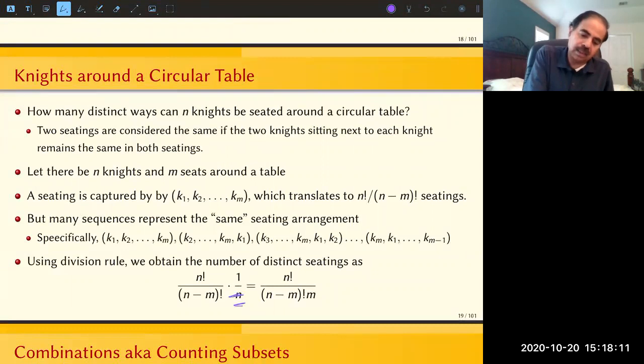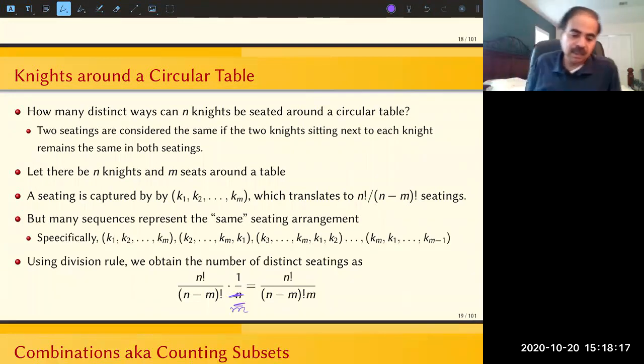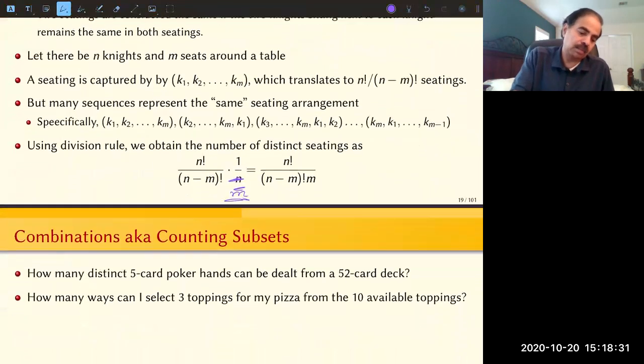Okay, another typo, right? So that must be m, right? This was a question last time when we were discussing that somebody said n instead of m, right? So there are m seats, right? So then there are only m possible shifts, all of which are going to result in the same situation. Okay.